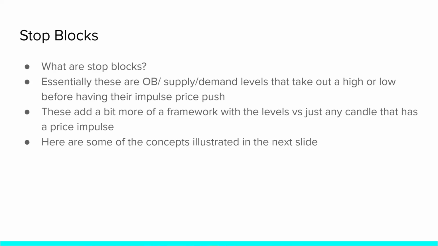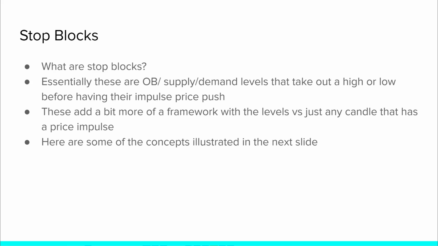Now, everyone has this kind of understanding of what order blocks are, but I have two very specific order blocks that I look for, and I'm going to speak about this one right here. The other one's going to be called a reactionary block, and that's going to be in the next lesson. But stop blocks, what are they? Essentially, these are order blocks slash supply and demand levels, again, whatever you guys want to call it, that take out a high or low before making their impulse price push.